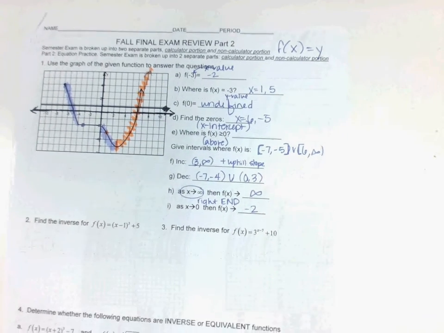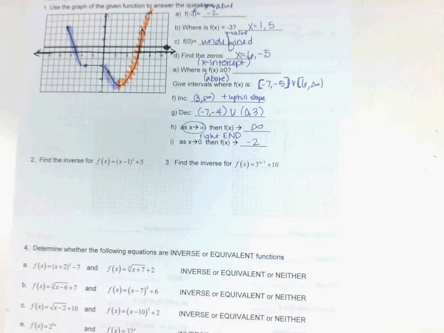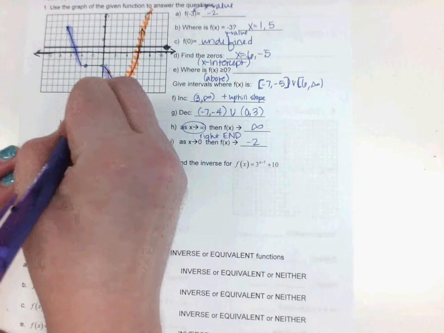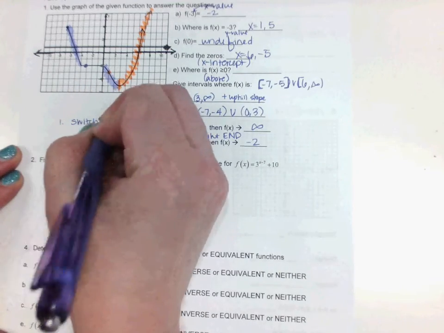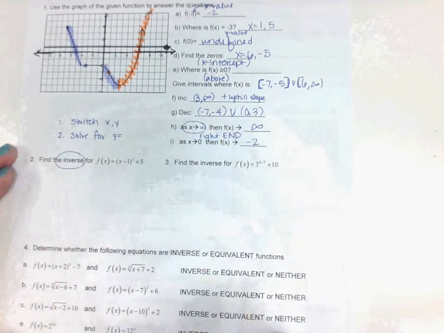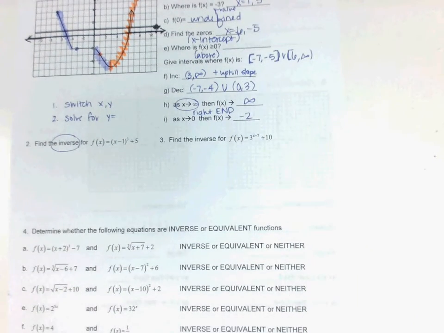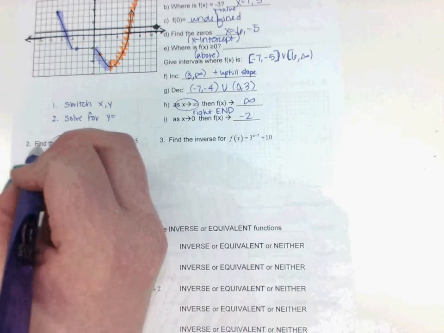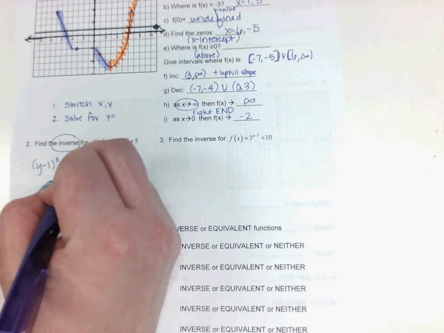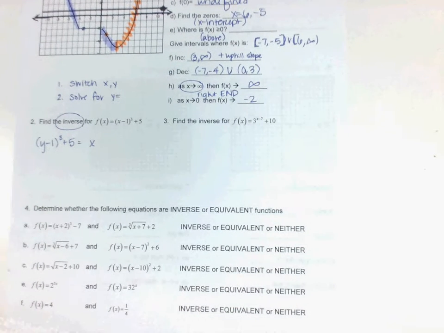Alright, next little section. Let's do some inverses. Okay, number 2. How do you find an inverse? Do you remember? Okay, switch the x and y, and then solve for the new y. So, look at your equation. Instead of being an x minus 1, what's it going to be now? Y minus 1 cubed plus 5. And then instead of being f of x equals, which is really a y, I switch that to an equals x. Okay, from here, what do I do first?